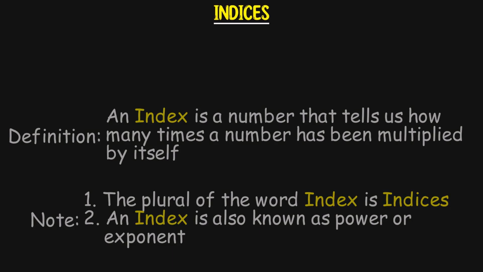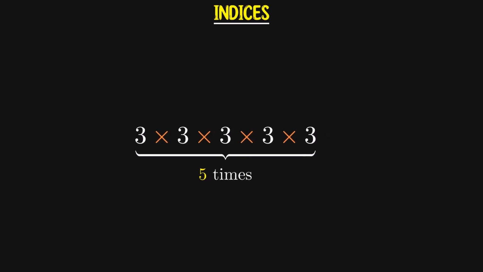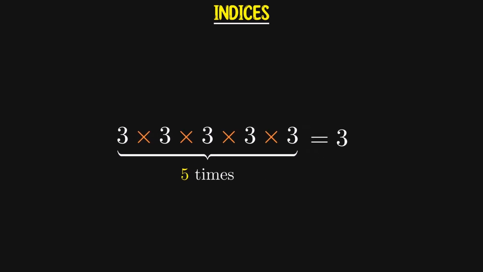An example we can look at is the expression we saw earlier in the video. Since we have 3 multiplying itself 5 times, we can use an index to represent this more simply. So this is written as 3 with an index of 5 at the top right corner. Now remember that the 5 here is the index or exponent because it tells us how many times 3 is multiplying itself. One common way to read this is 3 raised to the power of 5.